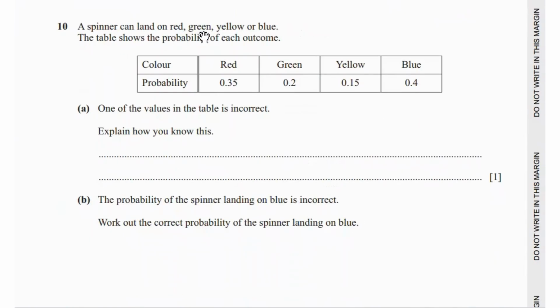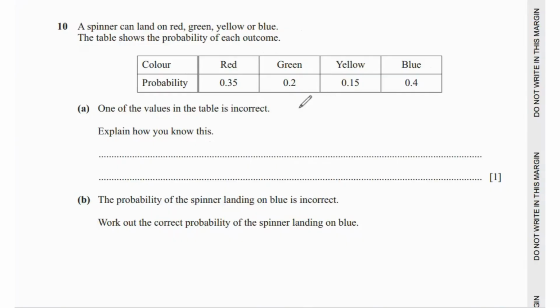Then a spinner can land on red, green, yellow, or blue. The table shows the probability of each outcome. One of the values in the table is incorrect. Explain how you know this. So if you look at the probabilities in the table, let's add them up. The reason why we're going to add them up is because your sum of probabilities has to equal 1. It cannot be greater than 1 or less than 1.